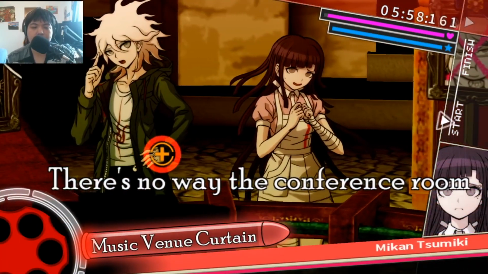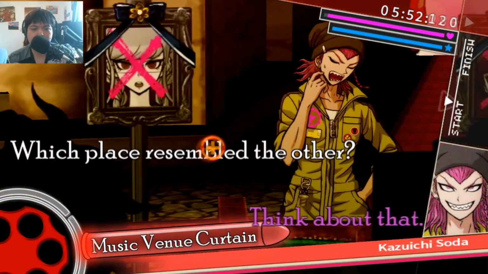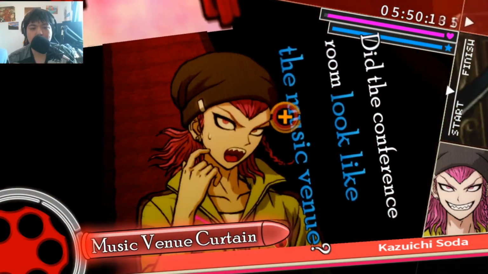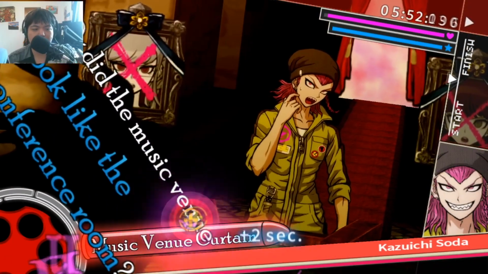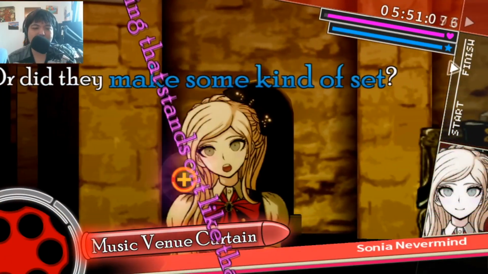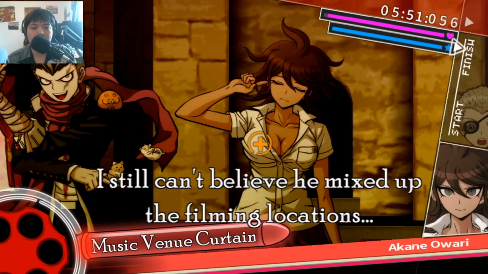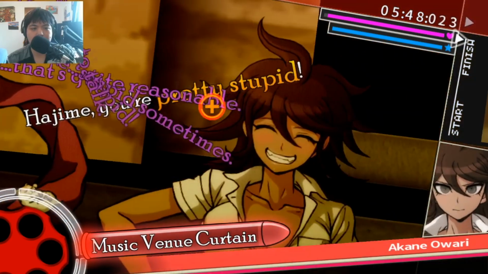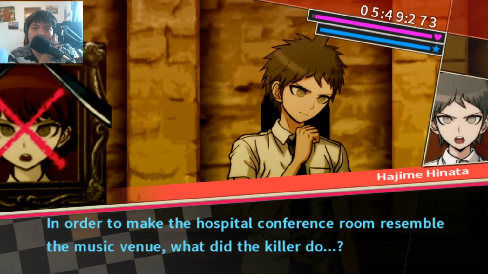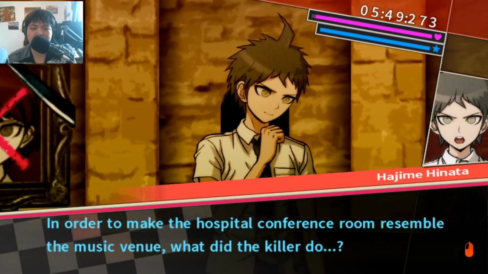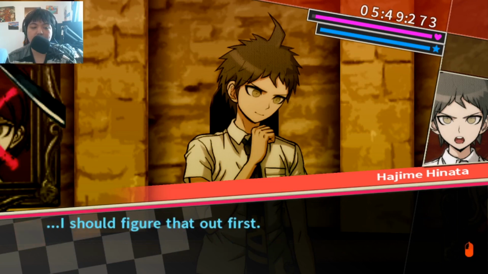There's no way the conference room and the music venue look the same. Which place resembled the other? Did the conference room look like the music venue? Or did the music venue look like the conference room? Or did they make some kind of set? He might have tampered with the camera. I still can't believe he mixed up the filming locations. Hajime, you're pretty stupid. I'm not stupid, Akane. But which one is it? I think that's what Kazuichi is saying. You don't want to make the hospital conference room resemble the music venue. What did the killer do? I should figure that out first.